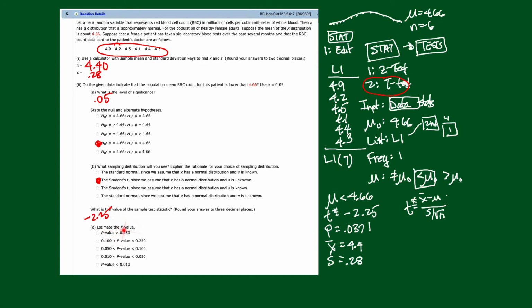Right, now part C says to estimate the p-value. Well, we've got the p-value over here. This is about 3.7%. So which one is it over here? This is 10% to 25%. That's not it. This is 5% to 10%. What are we at? We're at 3%. So do we think that's going to work? Well, this starts at 5%, so that's not going to work. How about this one? This goes 1% to 5%, and we're at 3.7%. I think that's where we're going, right? So let's select this one.